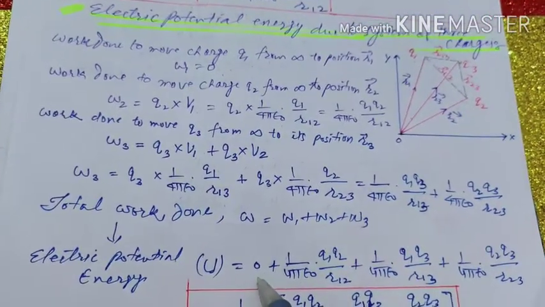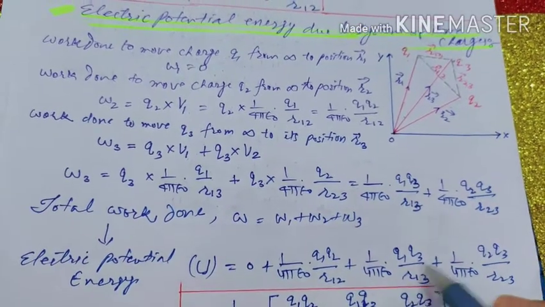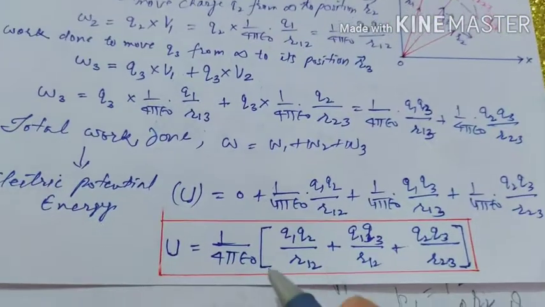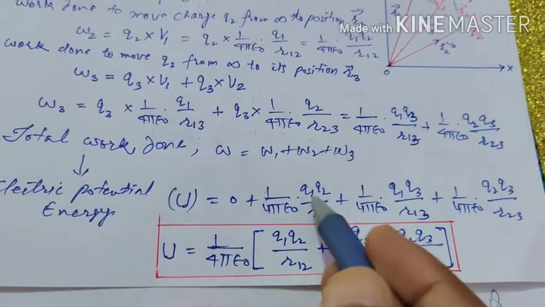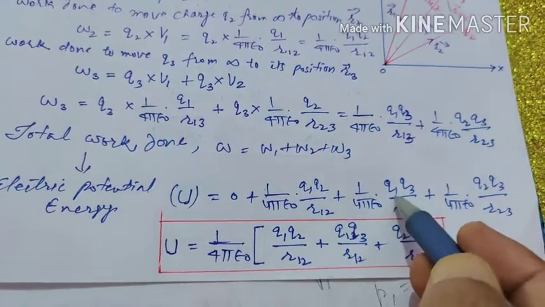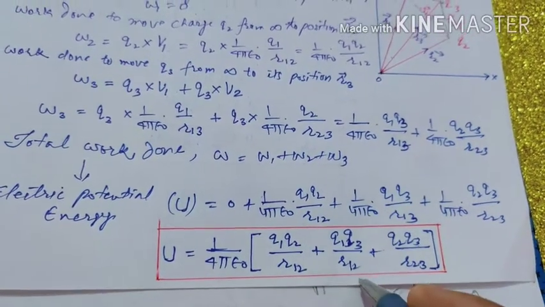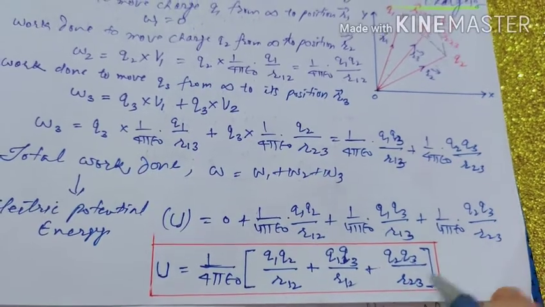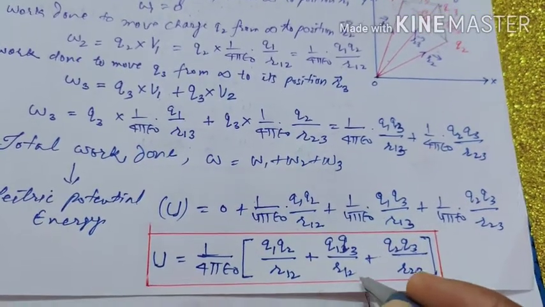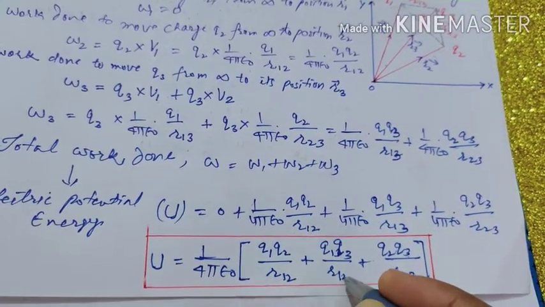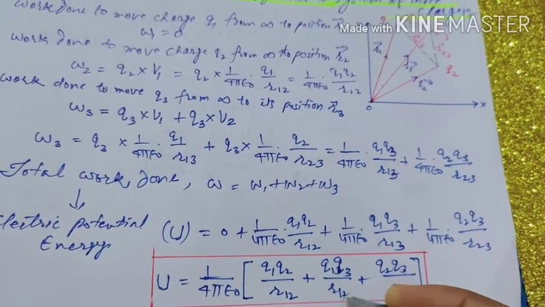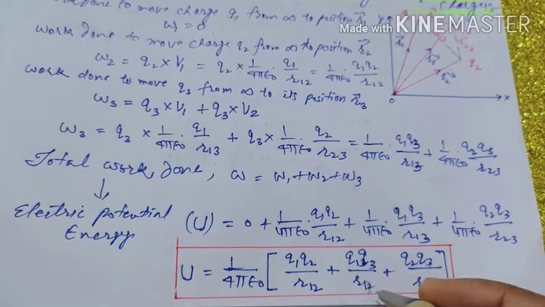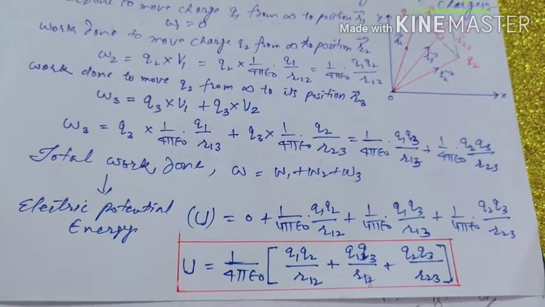Calculating the total work done, you just add. W1 is 0, and this is W2, and W3. Adding these, taking 1 by 4 pi epsilon naught common: Q1 Q2 by R12, plus Q1 Q3 by R13, plus Q2 Q3 by R23. So this is the electrostatic potential energy due to a system of three charges.